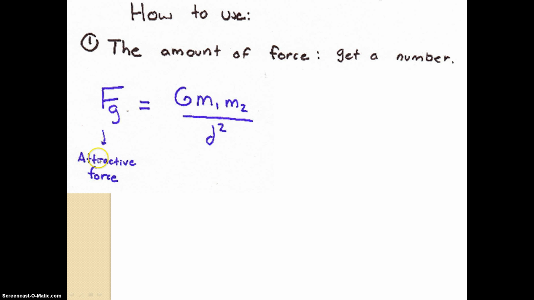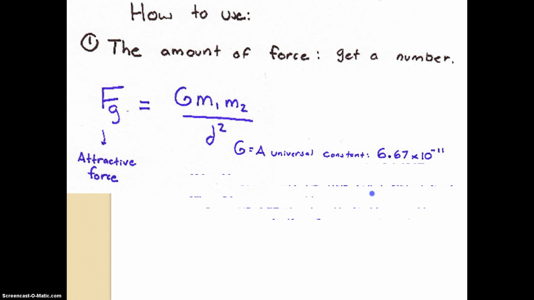When I say attractive force, if it was between you and the Earth, we would call it weight. If it's between you and something that's not the Earth, we just call it the attractive force. Big G is this universal constant of 6.67 times 10 to the minus 11. It is just a number that makes our equations work with the units we chose.